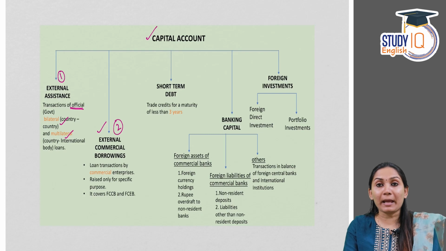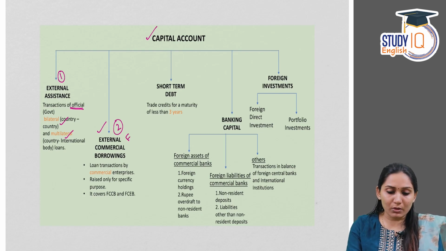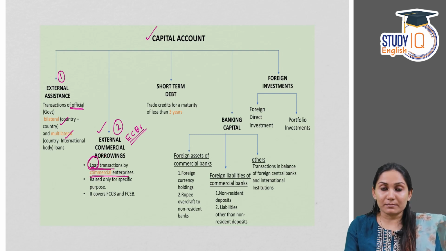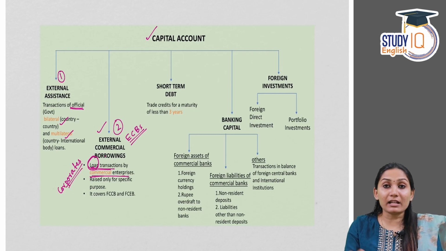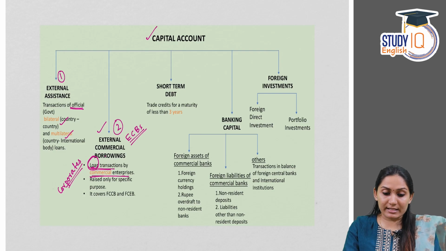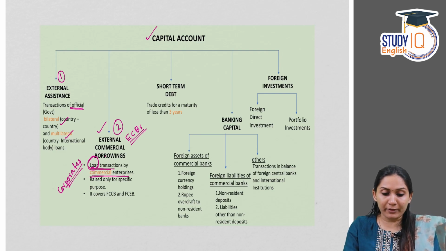Second component within the capital account is external commercial borrowings, also called the ECBs. These are loan transactions by commercial enterprises, that is corporates in a country. Taking the example of India, if any corporate or company in India takes some loans or borrows money from the rest of the world for some specific purpose, it is known as external commercial borrowing.